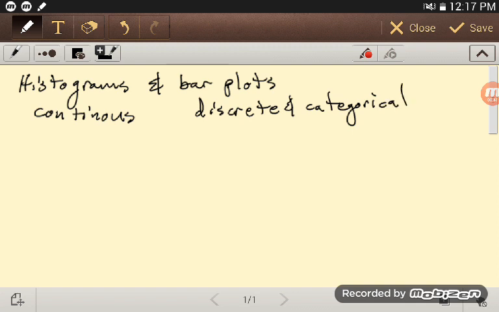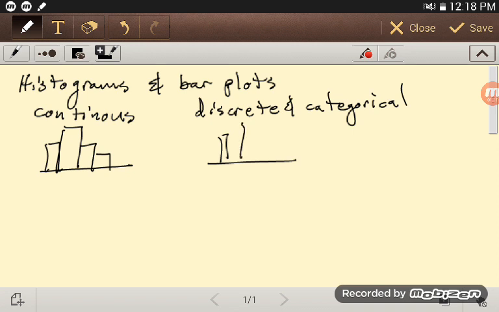Now, what's the difference? The only difference is that when you think of a histogram, you should think of all these rectangles or bars, and they should be touching each other, unless there's just data missing. But a bar graph or bar plot or bar chart would also have these rectangular bars, but they don't usually touch each other.